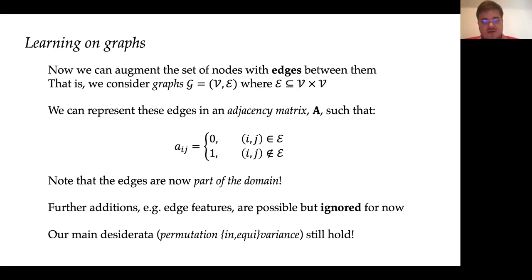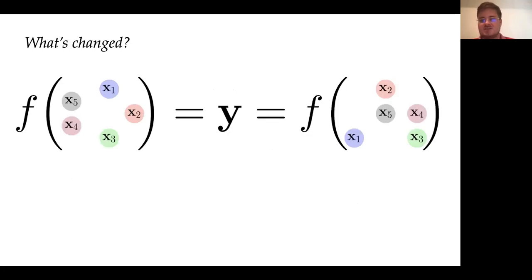So one thing that's very important to note is that if we don't assume any additional geometry, the main desiderata we had on sets, so we wanted our set neural networks to be resistant to permutations through permutation invariance and equivariance, it is actually exactly the same on graphs. We also want our graph neural networks to be resistant to permutations of the nodes and edges inside the graph. So what's changed? Here I've just brought back the previous desiderata we had on sets, like we want our set neural network to give us the same output regardless of how I permute the order of the nodes.